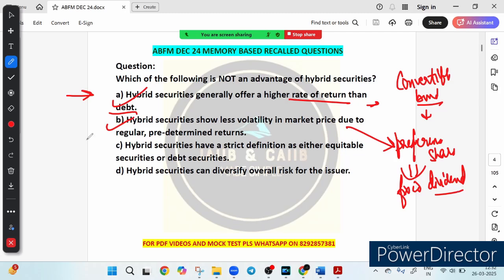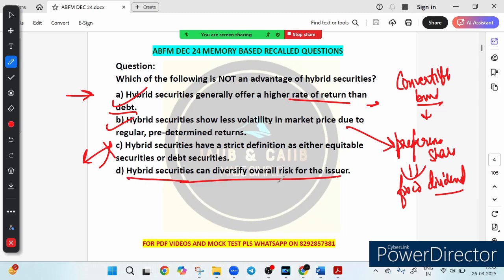What about option C? Hybrid security have a strict definition as either equitable security or debt security. This is wrong, because hybrid security do not have a strict definition. For example, a convertible bond starts as a bond but later can be converted to equity. So it is flexible and does not fit strictly into one category. That is why this option is incorrect.